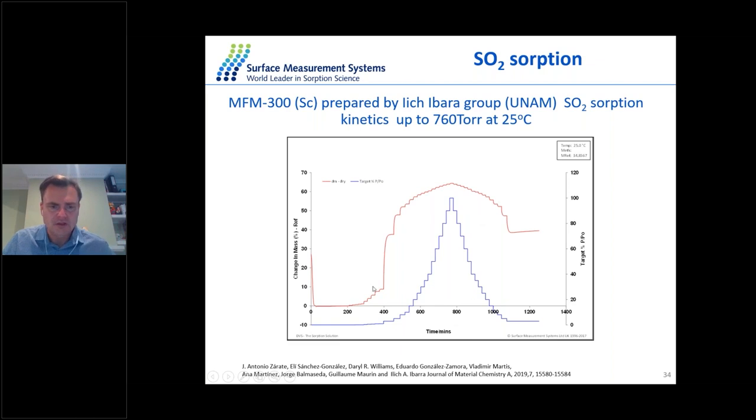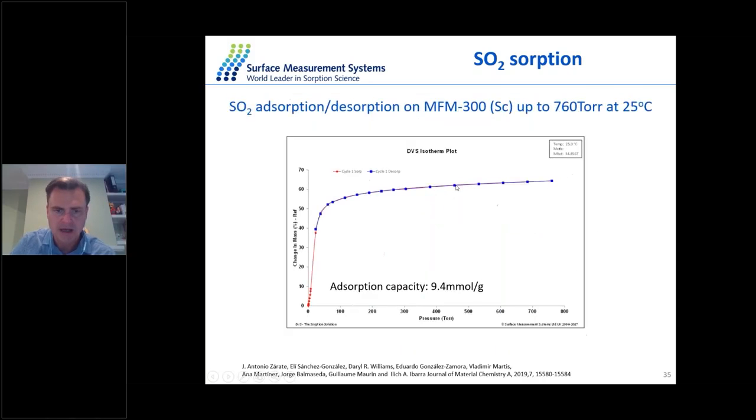And so you can see you get beautiful mass equilibriums at the different pressure steps when we step up the pressure of SO2. So we use the pure gas, and we go from very low concentrations up to 100% at 1 bar. And what we observe is that we get nice type 1 isotherms here. And the adsorption capacity of these MOFs is like 9.4 millimole per gram.